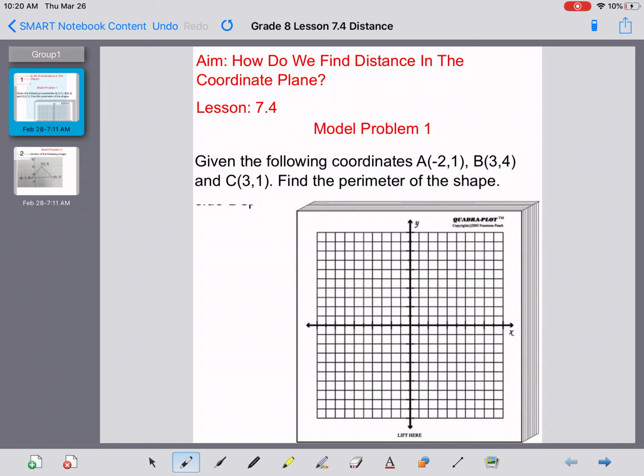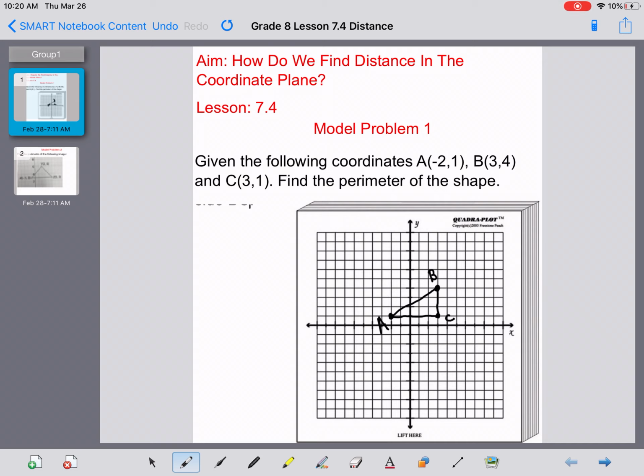I'm going to start by plotting the points. My first point is (-2, 1), and that's point A. Point B is at (3, 4). And point C is at (3, 1). So when I connect these points, I have a triangle. If I need to find the perimeter, that means I need to find the distance around the entire triangle.